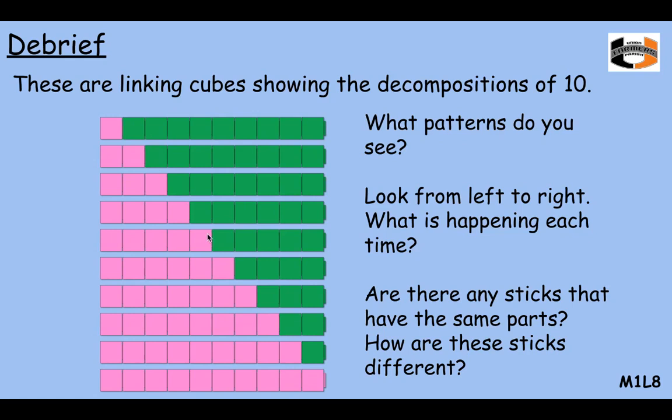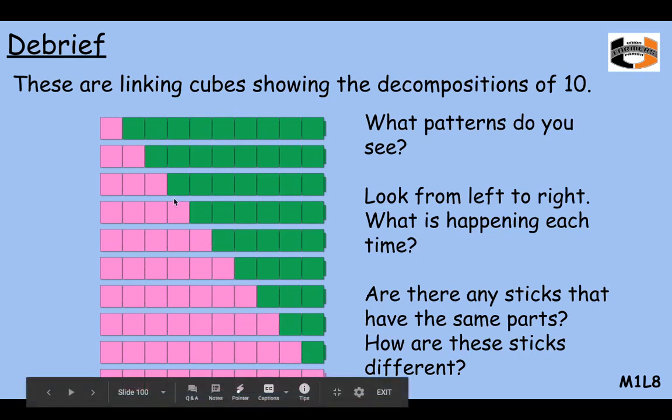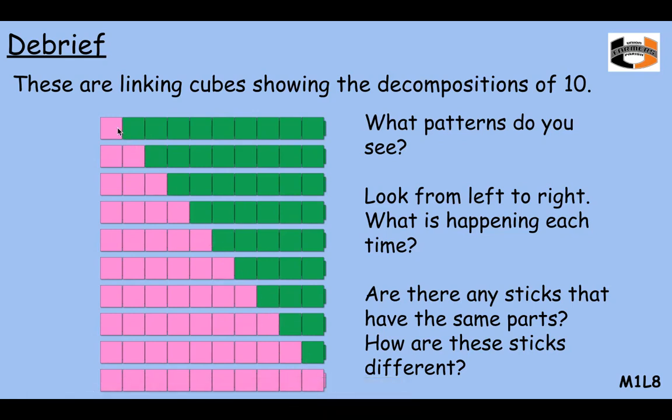The first thing I see is this diagonal line. It looks to me like every time pink gains one, green loses one. So the pink is growing and the green is shrinking. And that's what's happening from left to right. You look left to right, left to right, left to right. The pink are growing and the green are shrinking.